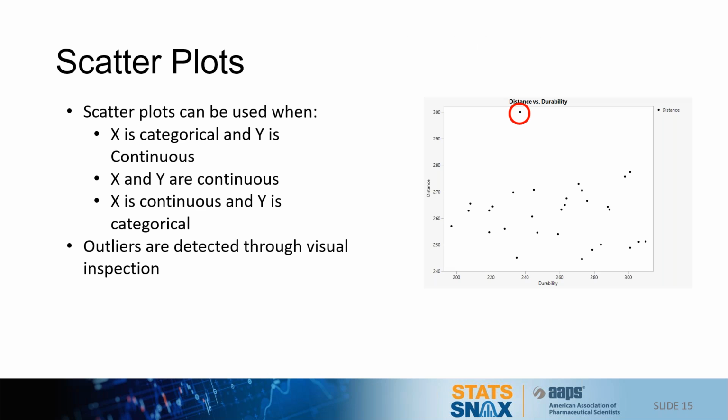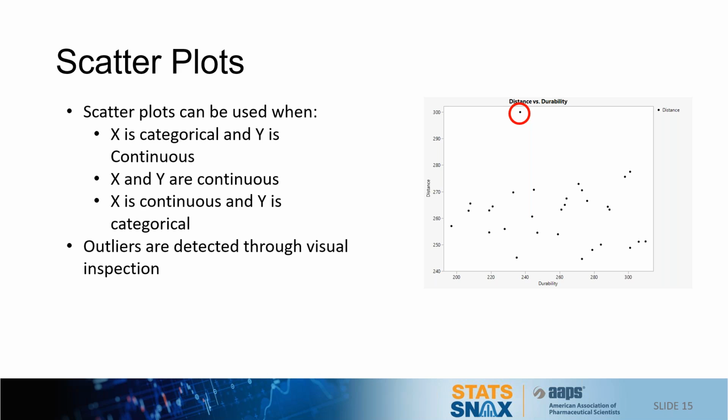Scatter plots are fairly easy charts to create, with the response on the y-axis and the effect on the x-axis. Outlier detection using a scatter plot is more subjective, as it is within the eye of the beholder to determine if the data point is extreme.